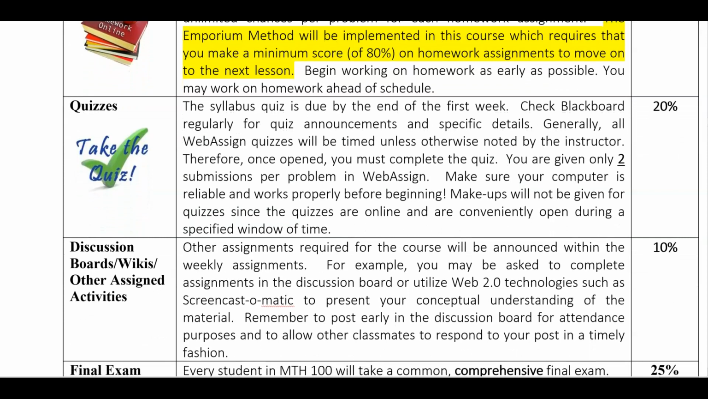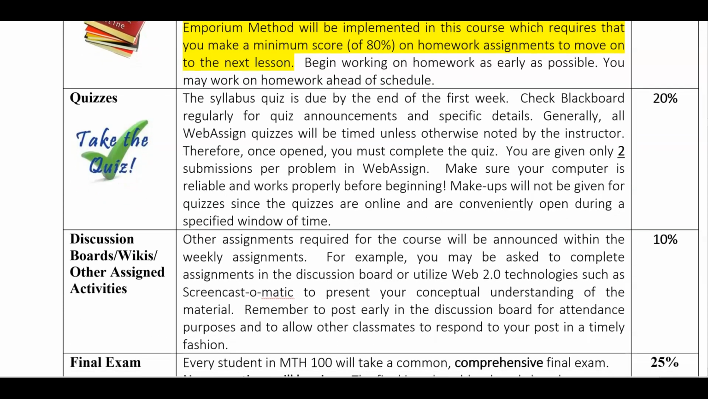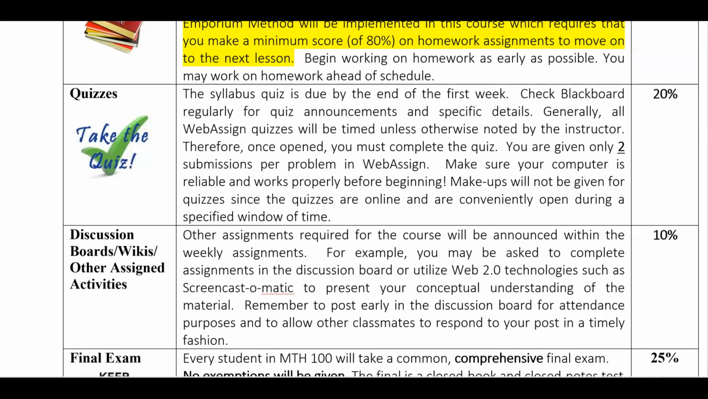Quizzes are weighted 20% of your grade. The syllabus quiz, for example, is due the first week of class, but check Blackboard regularly for quiz announcements. Generally, all web-assigned quizzes will be timed unless otherwise noted. Therefore, once you open the quiz, your time starts, and you're only given 2 submissions per problem. So once your time is over, then that is over. You need to complete your quiz in a specified amount of time. Make sure your computer is reliable and works properly before you take a quiz. So again, there are no makeups.